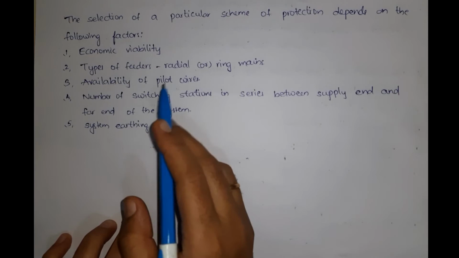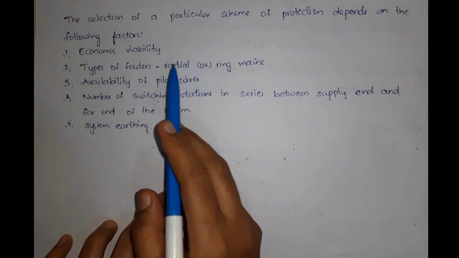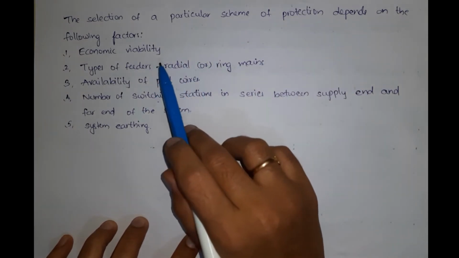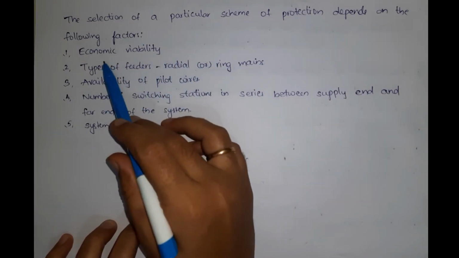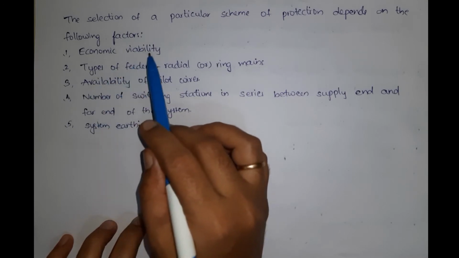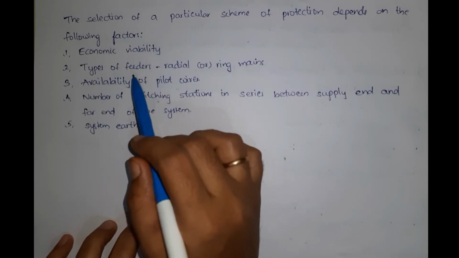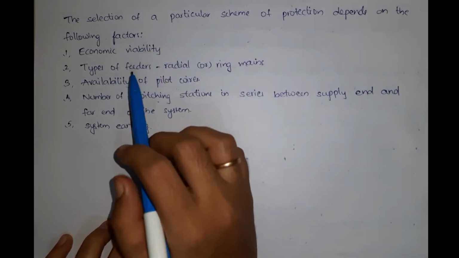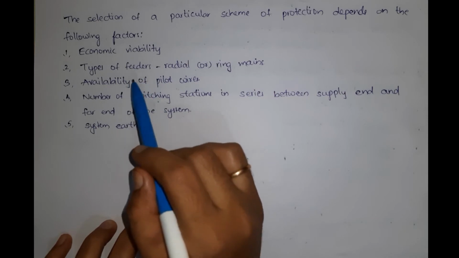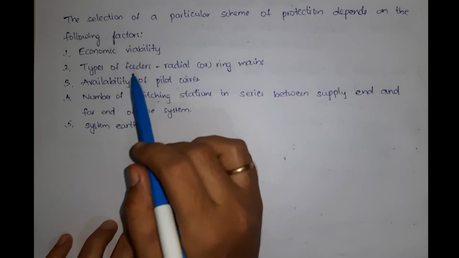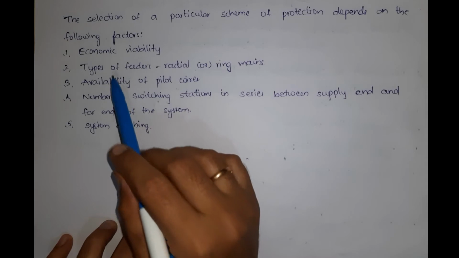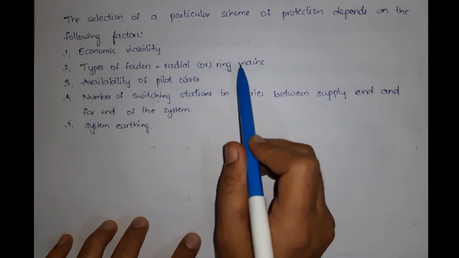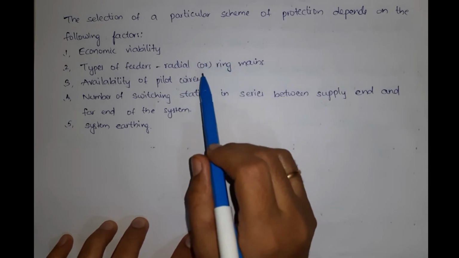Now let us see on what factors the selection of the type of protection scheme is done. The selection of a particular scheme depends upon the following factors. The first one is economic viability or economic justification of the scheme, to ensure continuity of the supply using that particular protection scheme. The next one is type of feeders. Depending upon the type of feeder, we need to choose different protection schemes. There are two types of feeders, radial and ring mains. We are going to see about this in detail in the coming lectures.